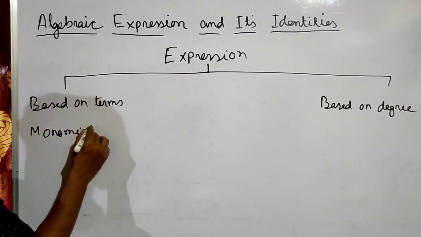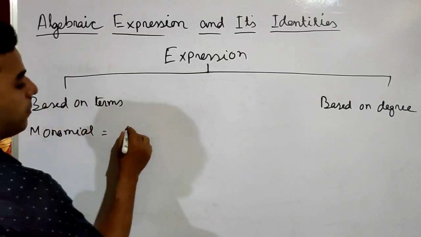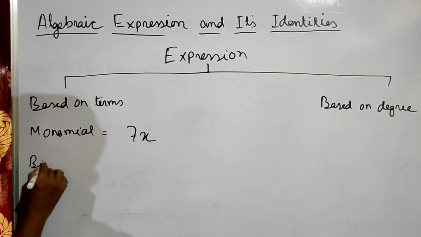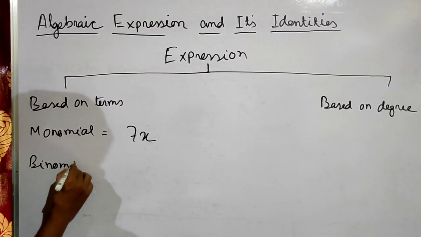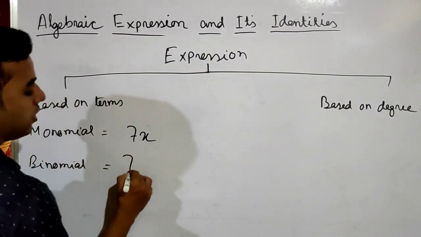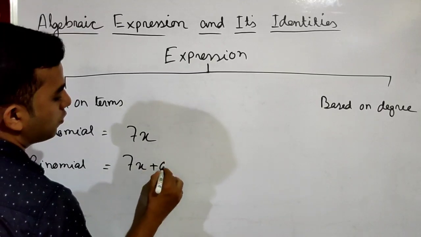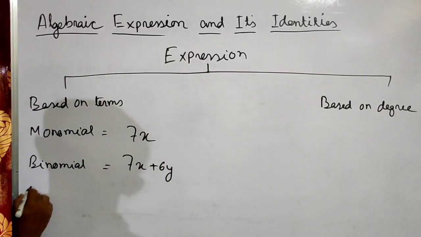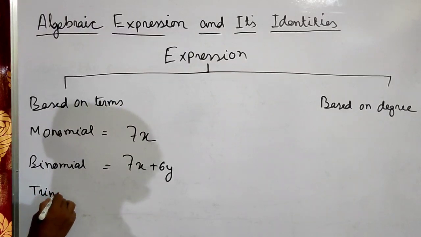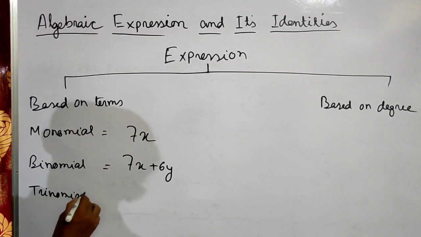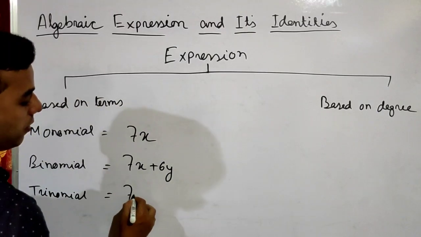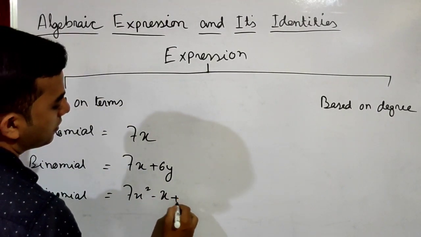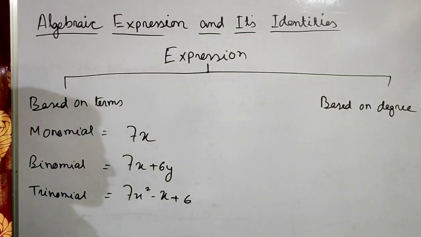Monomial equals what? If one term, 7x. Then binomial equals what? 7x plus 6y, two terms, isn't it? Binomial means two. Trinomial equals what? 7x square minus x plus 6, trinomial expression.